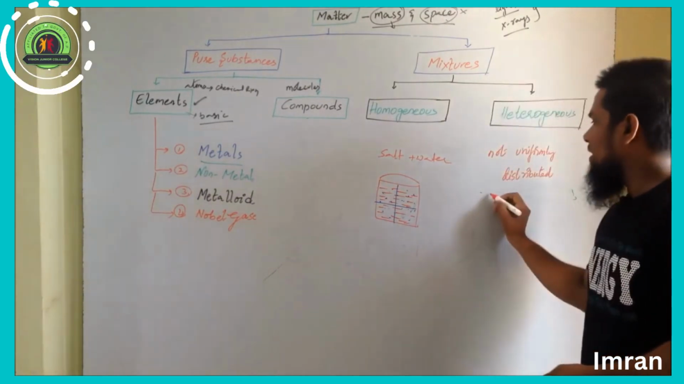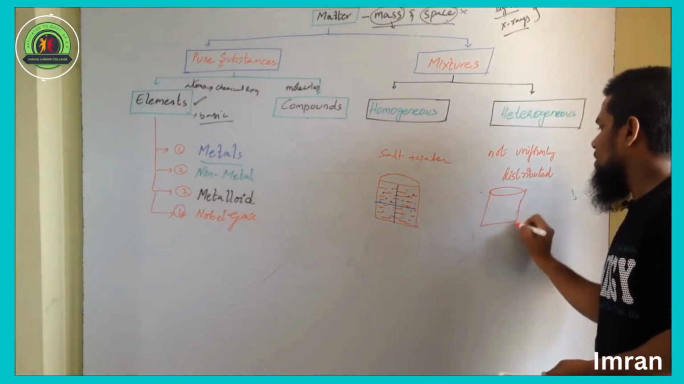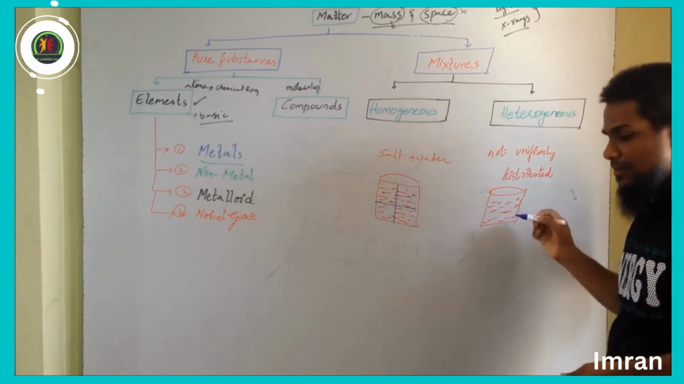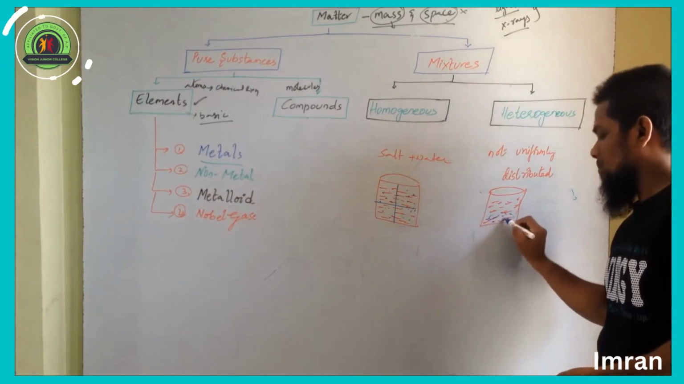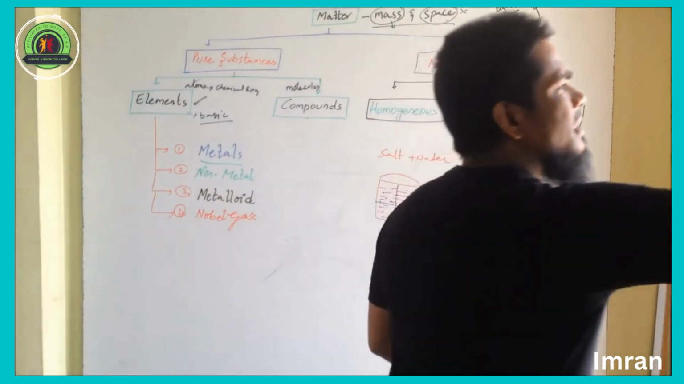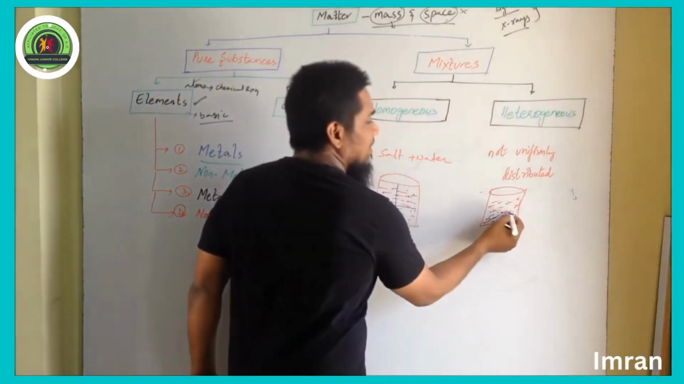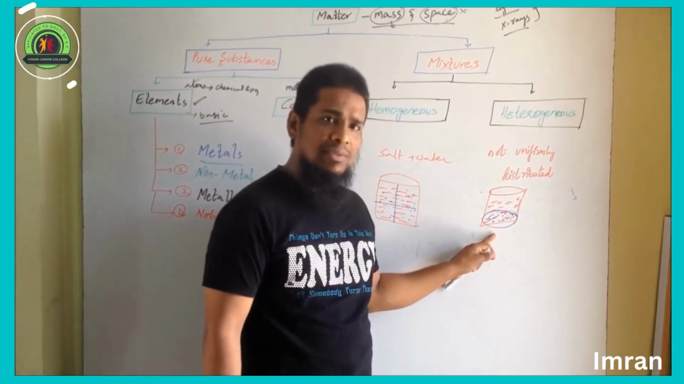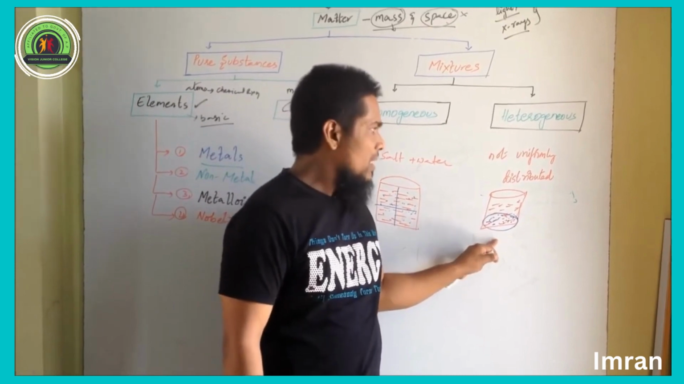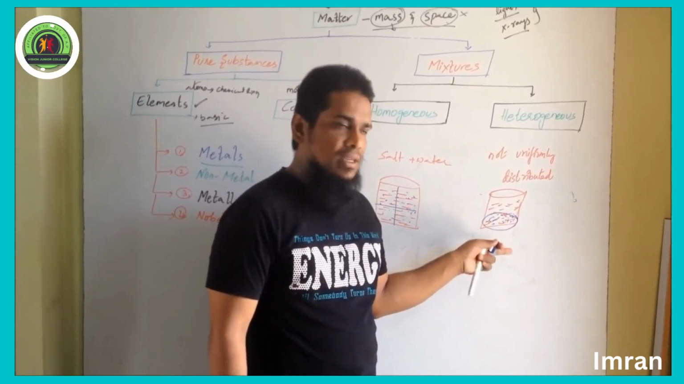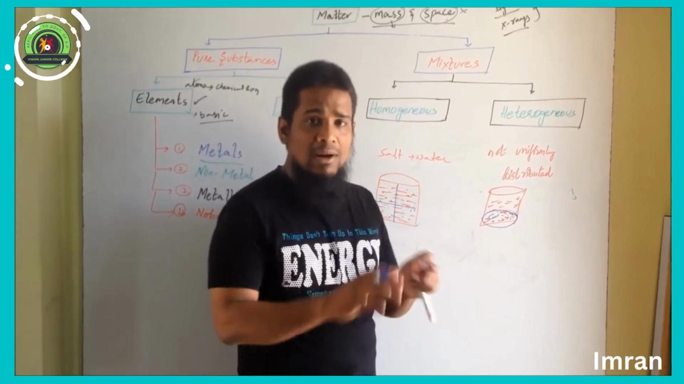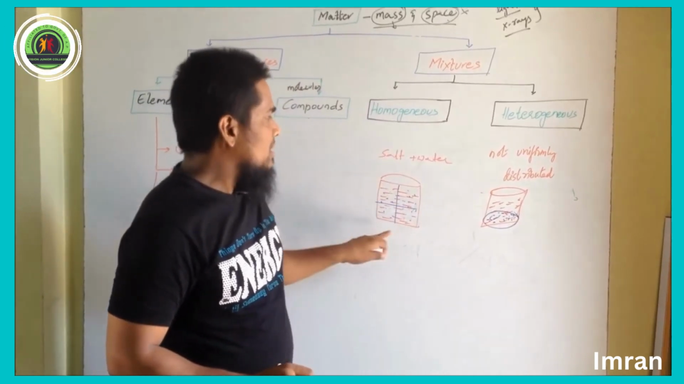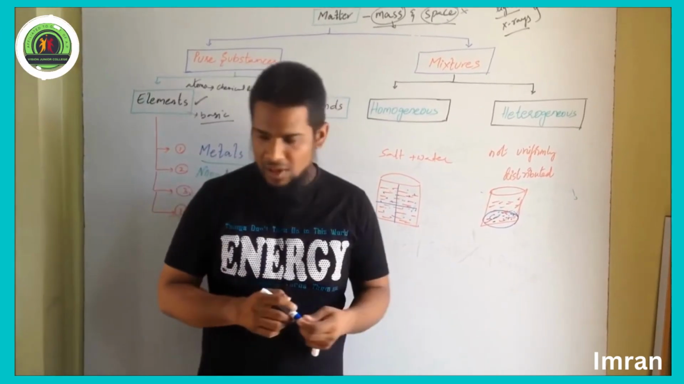For example, if you take sand and water, what happens here? Sand will settle down at the bottom of the beaker, indicating that more components are present at the bottom of the beaker. That means this component, which is sand that we have taken here, is not distributed uniformly here. So this is an example for heterogeneous mixture, whereas the example for homogeneous mixture is salt and water here.